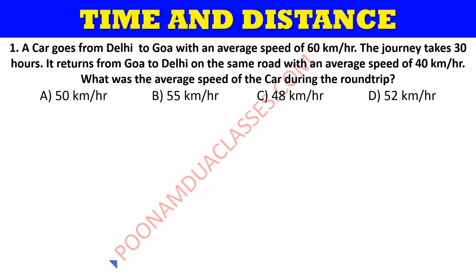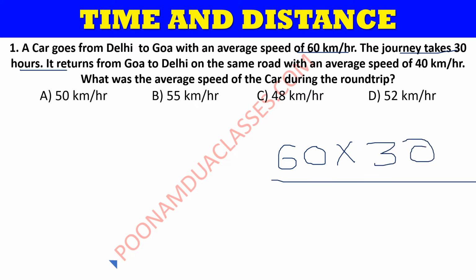Now the first thing that we need to find in this answer is distance. How much is the distance? Look at the first two sentences. Car goes from Delhi to Goa with an average speed of 60 and the journey takes 30 hours. Distance will be 60 into 30. That means कि एक side का distance हुआ हमारा 1800.